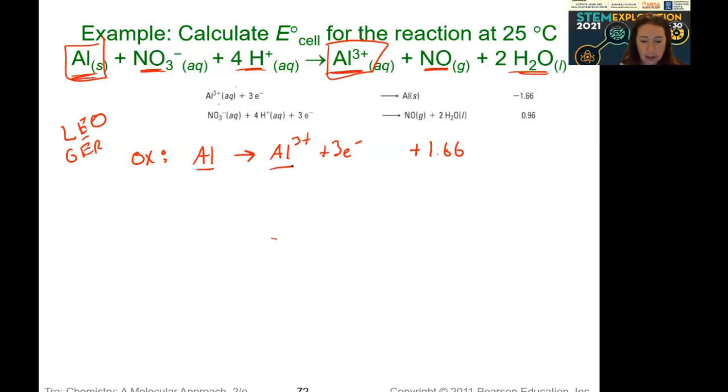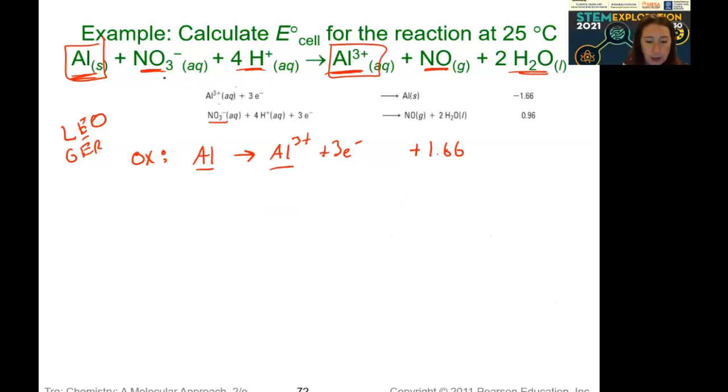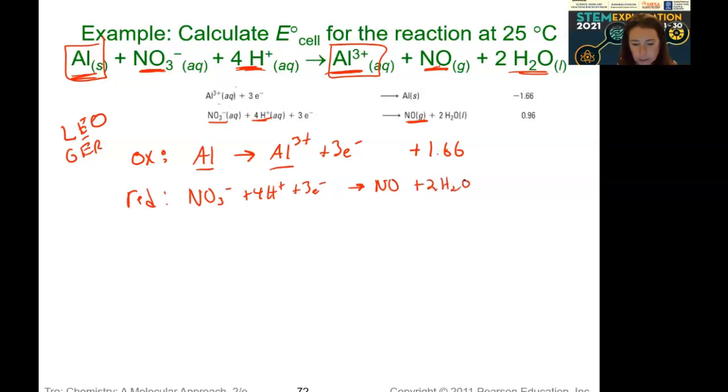So if this one was oxidized, because of the way it was written, Al to Al3+, that means our other one must be reduced. Let's just check. NO3- is in the reactants, 4H+ is in the reactants, NO is in the products. This is the way it's written. So our reduction is NO3- plus 4H+ plus 3 electrons goes to NO plus 2H2O.